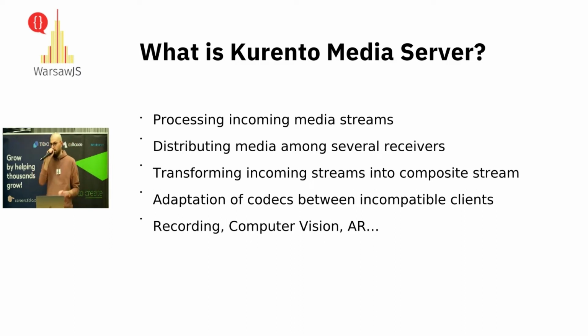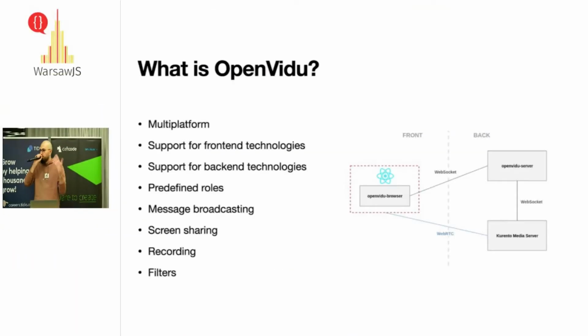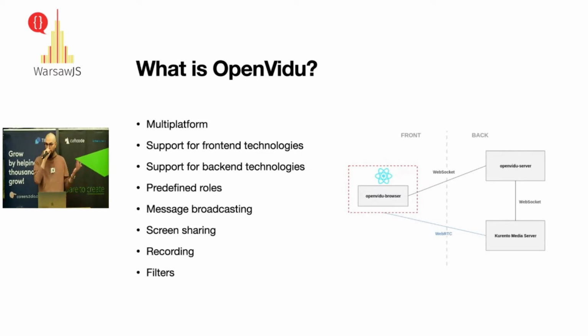So fortunately, people at OpenVidu have made a library tailored just for my needs. So what is OpenVidu? OpenVidu adds yet another level of abstraction, so it should be super easy to work with. And in addition to all the goodies the Kurento Media Server provides, it also brings platform support for iOS, Android, as well as browsers like Chrome, Firefox, Edge, and also front-end and back-end technology support, so React, Angular, Vue for the front-end, and Node and Java for the back-end. It also introduces predefined roles. So we know who's a publisher, who's a subscriber, and we can moderate the teleconference thanks to the roles. Also, screen sharing, recording, and even filters.